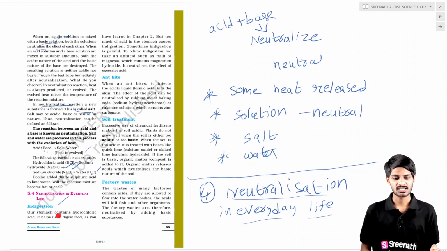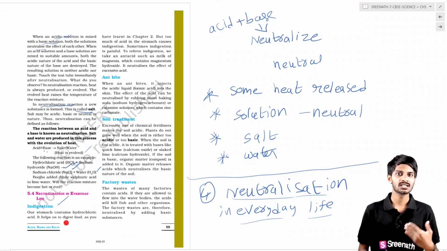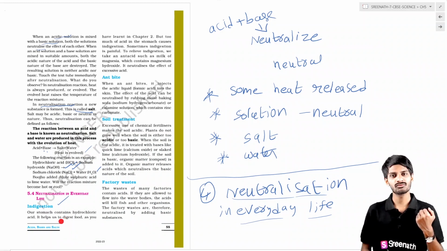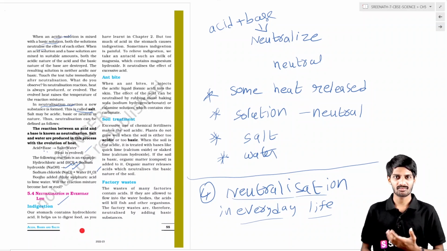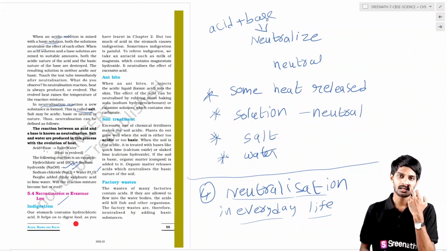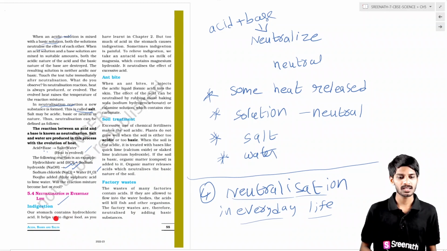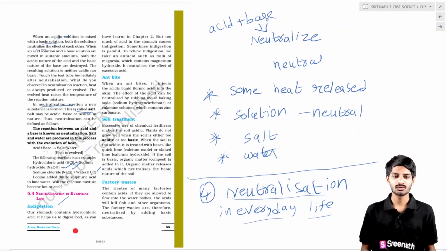What is it? Indigestion. Basically, in our stomach, we take food. That food will be digested with the help of an acid. Basically, in our stomach, there is one acid. What is it? That is nothing but hydrochloric acid. Our food is digested because of that hydrochloric acid. But in some cases, our food does not digest. There is some problem of indigestion.